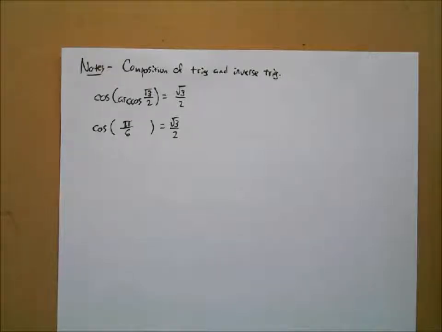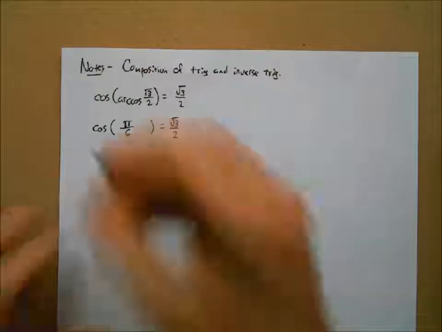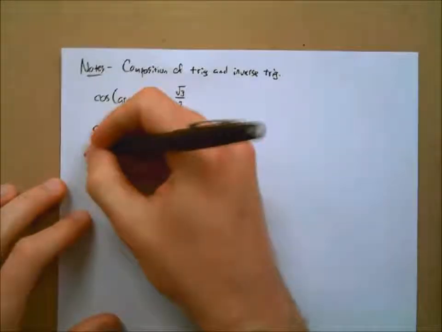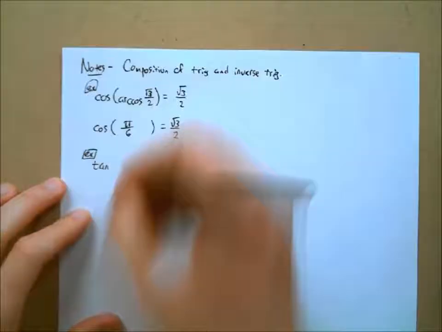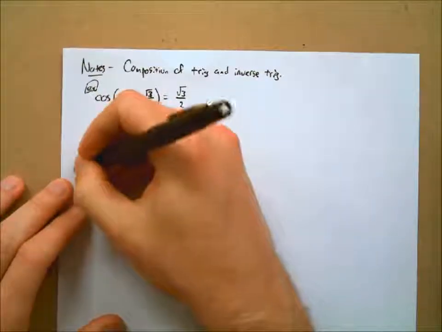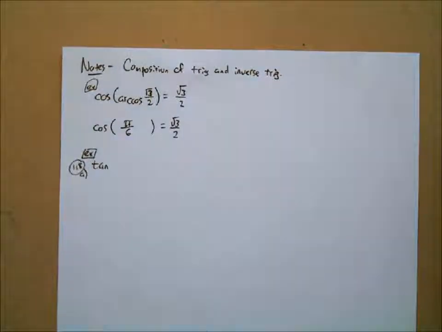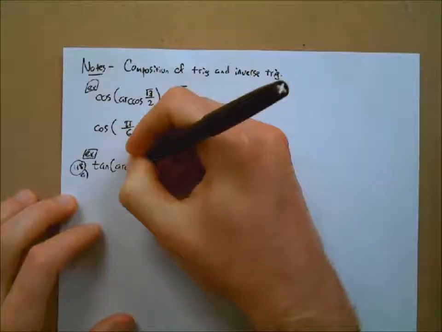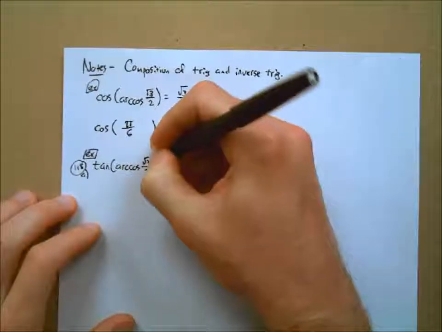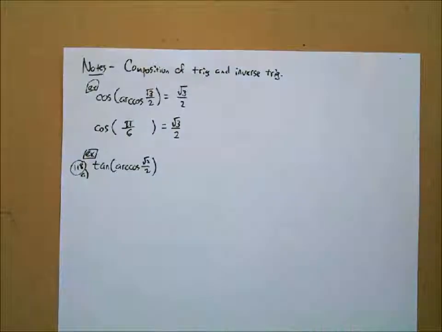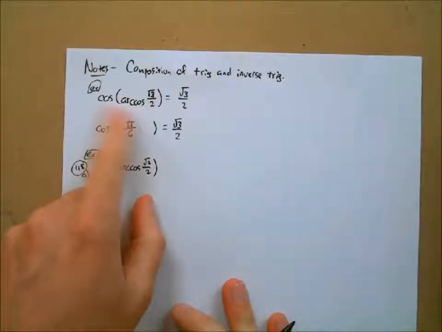But then, of course, we run across other situations. For example, in number 118a, where we have the tangent of the arc cosine of root 2 over 2. So now we've mixed things up. Tangent and arc cosine are not exact inverses of each other, so we have to do some other kind of manipulation here. We can't do what we did before, where we just cancel them out and say it's going to be root 3 over 2. But we can do something like this.